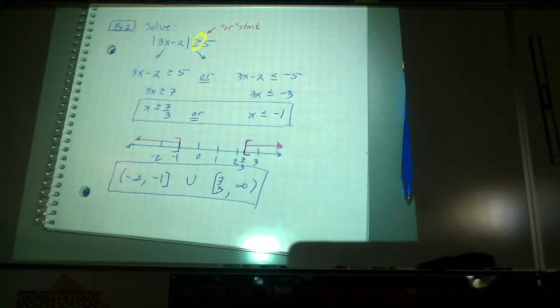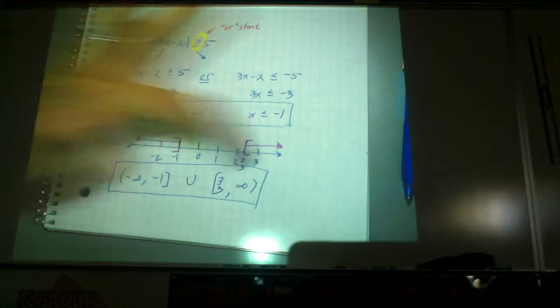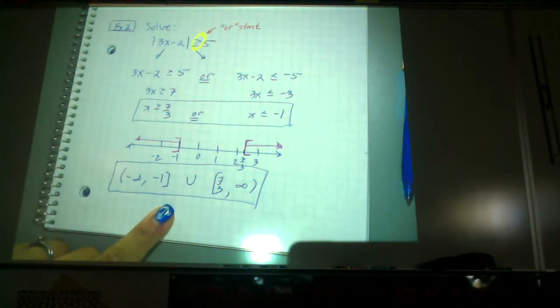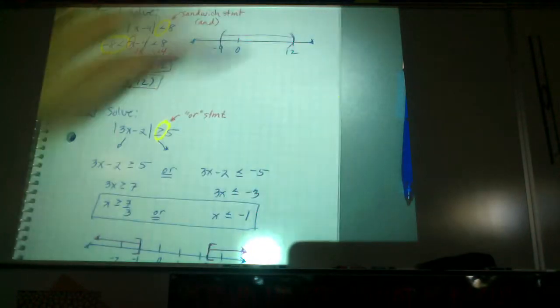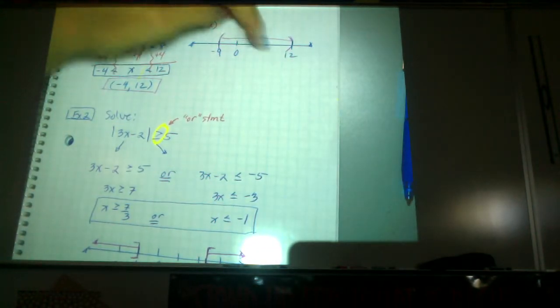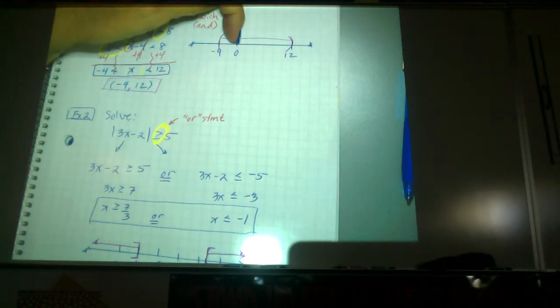Ms. Mary, yes. Use the U only in the OR statement? Correct. If you've got two different intervals, in other words, I can't be here and here at the same time, then you're going to have a U. But if I've got just one interval, I can be here in between those at the same time, there's no U. And we're going to talk more about intervals as we go along.